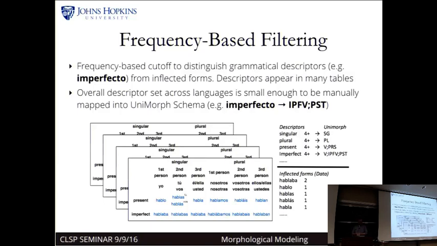So what did work for many languages was instead using a frequency-based cutoff. The idea is that if you're an inflected form, you only appear in a couple of tables for a language. If you're a grammatical descriptor, you occur in a lot of tables for a language, because a lot of table types get reused. So we made a threshold for deciding what's a form and what's a descriptor. And when we did that, we were left with a relatively manageable size list of potential descriptors, small enough so that John and I can go through and assign each of them a UniMorph schema label.